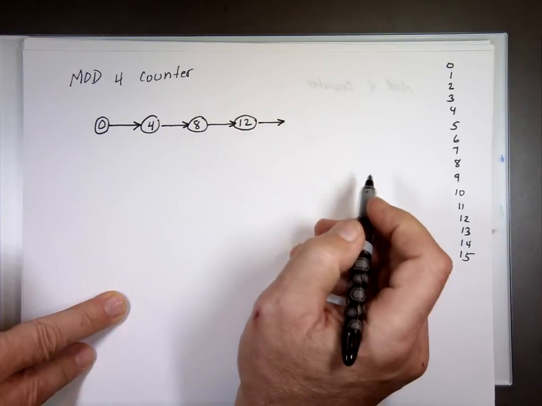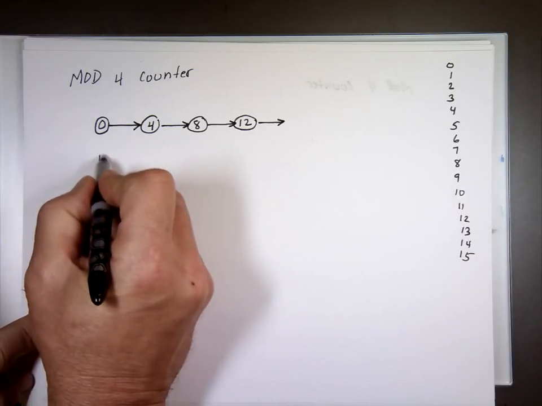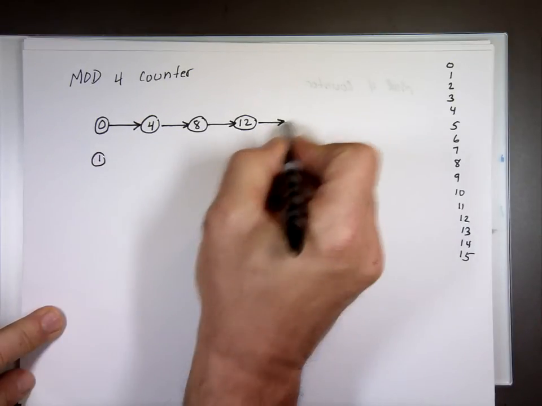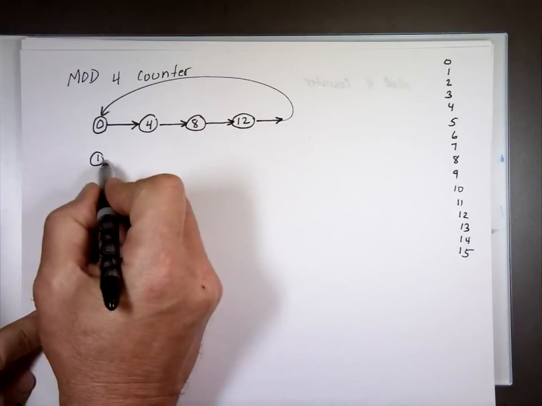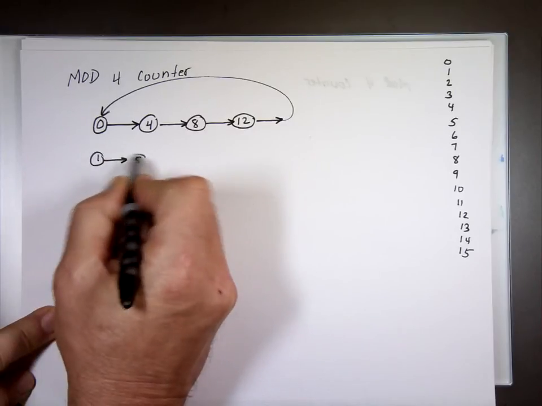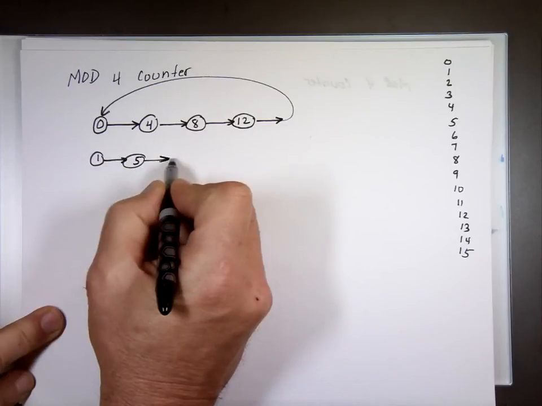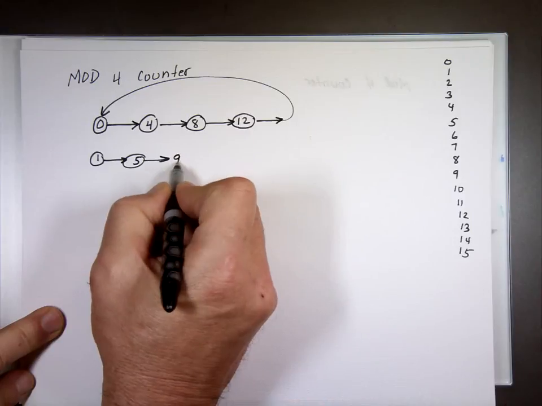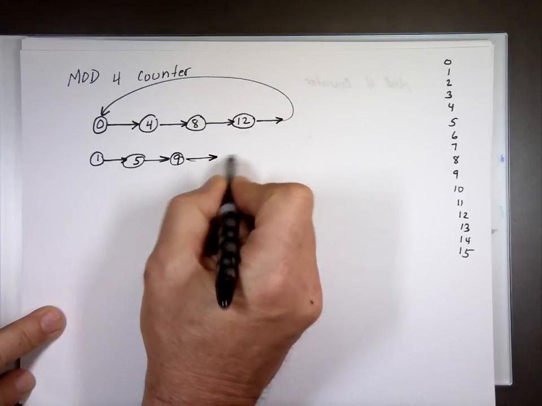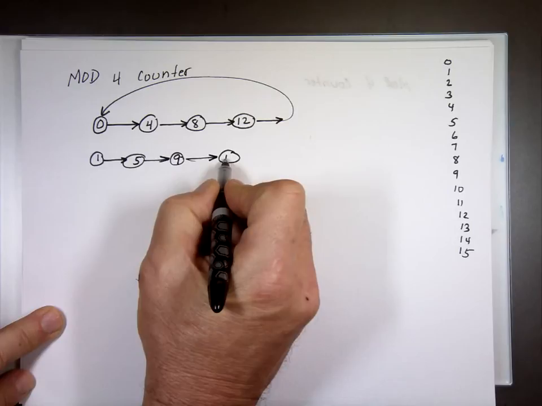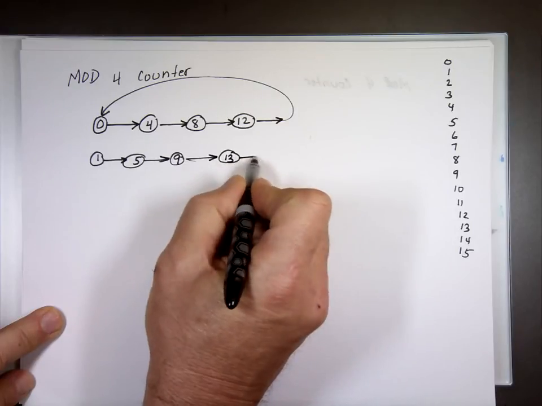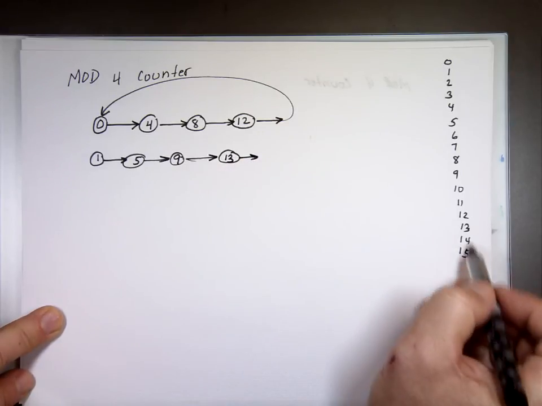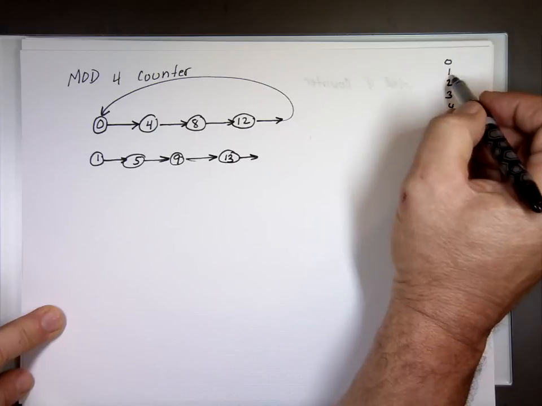Now what happens if you start at state 1? If it's 1, it goes to 5. It goes 4 more, which is 9. It goes 4 more, which is 13. From 13, 4 more: 1, 2, 3, 4. Back to 1, right?